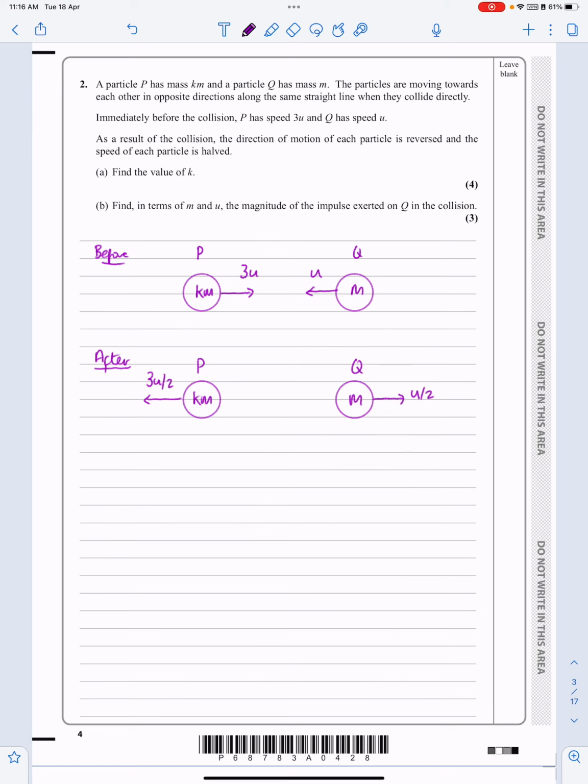If I'm looking at this then quickly before I get started, I can see I've got a mass, a speed, a mass, a speed, a mass, a speed, a mass, a speed. I've got everything. So I can just jump straight into the conservation of linear momentum formula, and K should just drop out. It should be the only thing that I don't know when we're going through and doing it.